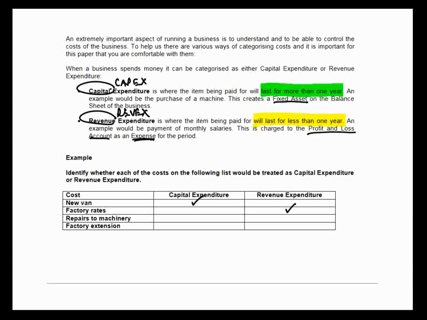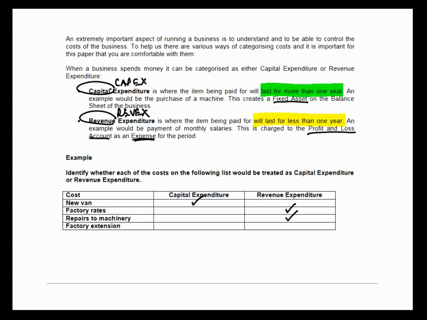We've then got repairs to machinery. Now, this could be a bit judgmental. If you repair your machinery regularly, which most factories will do to keep them in good running condition, we would probably assume that the benefit will be for less than a year, and repairs to machinery would normally be treated as revenue expenditure. You can imagine you probably need to maintain and repair your machines at least every year, if not more regularly. And then a factory extension.